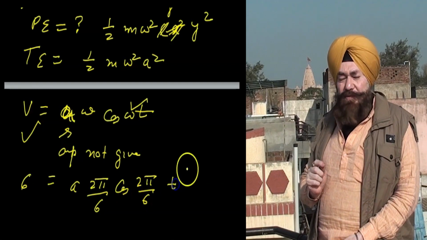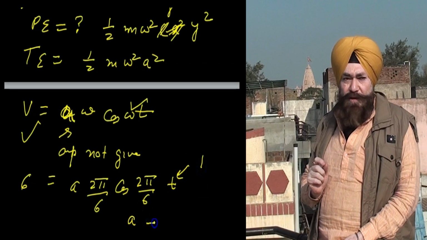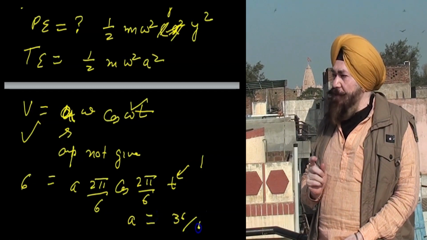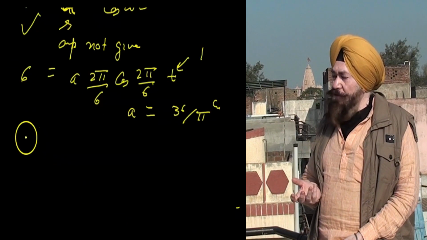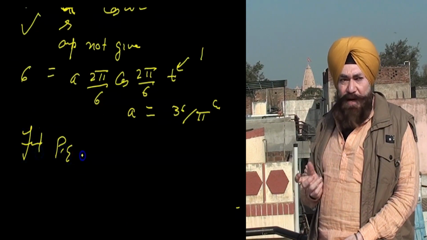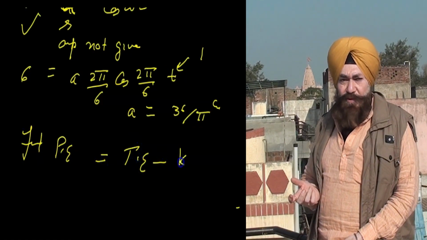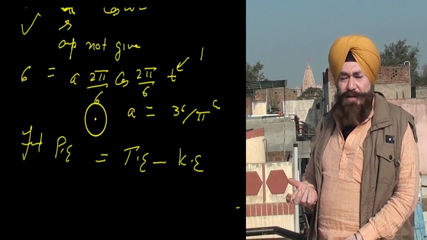Then when we have the value of the amplitude, there is no problem for total energy, it is half m omega square a square. When we have the value of total energy, and kinetic energy we already have, we can now get the value of potential energy, which is total energy minus the kinetic energy. So from here we can find all the values. Okay, so that's all.